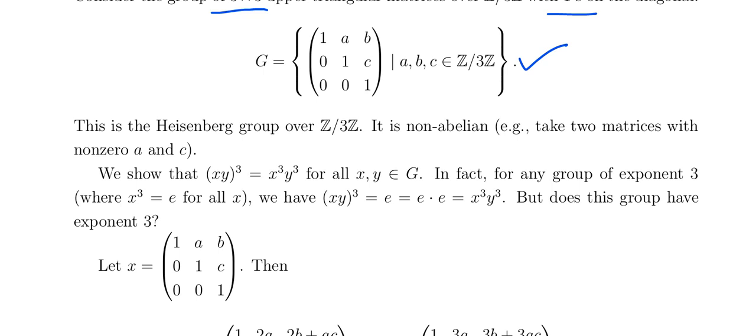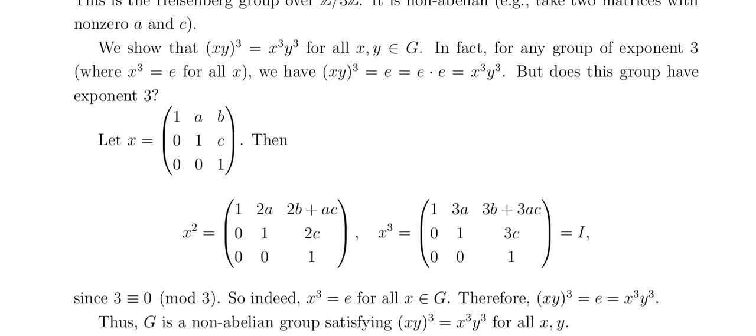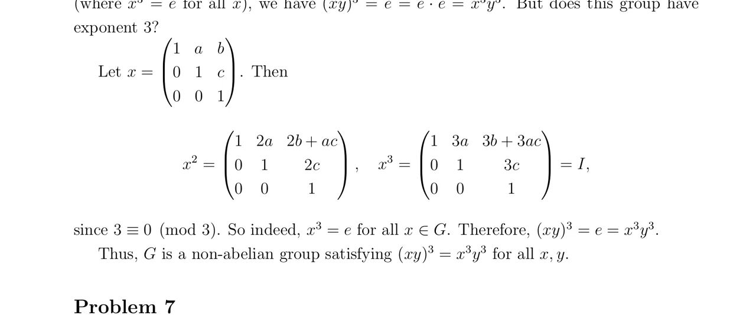The group has exponent 3, that is x cubed equals the identity element, so (xy) cubed is the identity e times e, which equals x cubed times y cubed. Since 3 is congruent to 0 modulo 3, x cubed equals e for all x belonging to G. So G is a non-abelian group satisfying (xy) cubed equals x cubed y cubed.